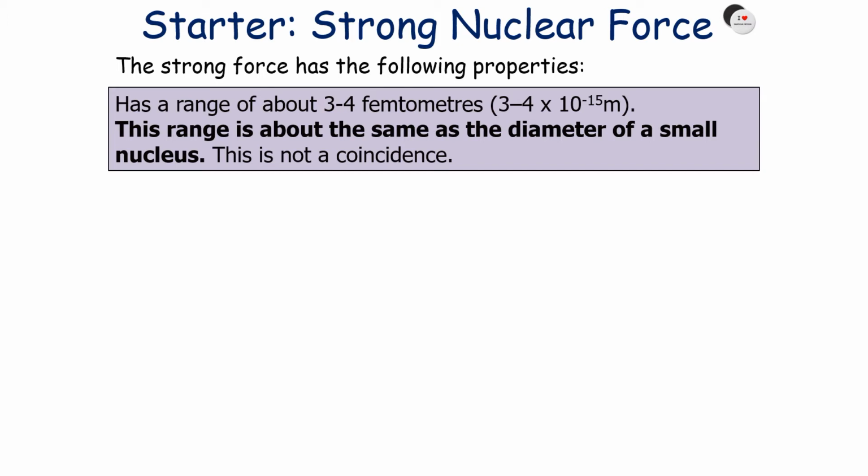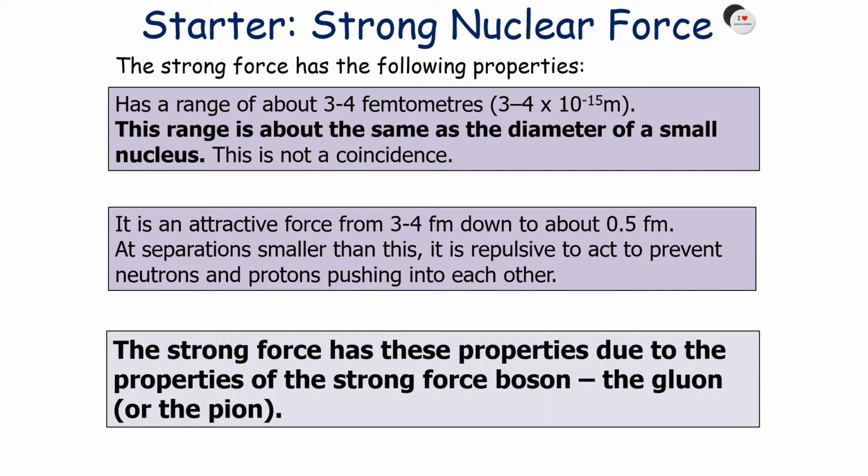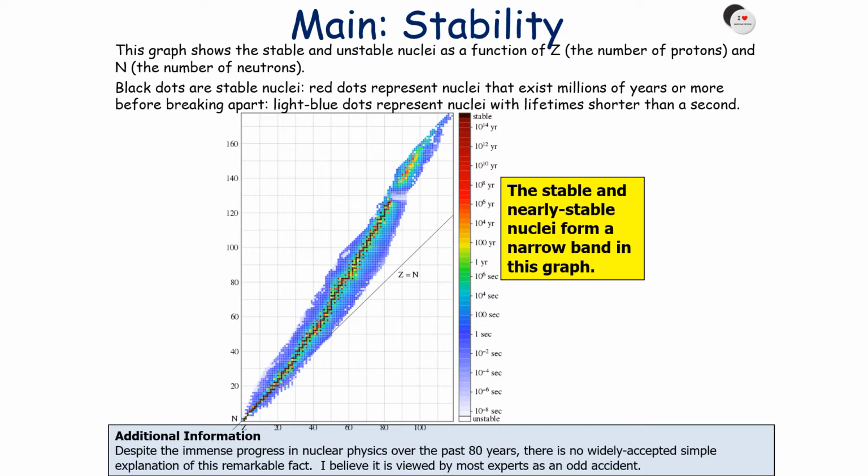It's got about a range of 3 to 4 femtometers. Now femtometer means 10 to the minus 15 meters. Now this range is about the same as the diameter of a small nucleus. Now it's an attractive force from about 3 to 4 femtometers down to about 0.5 femtometers. At separations smaller than this, it's a repulsive force, so it prevents neutrons and protons from pushing into each other any further. Now finally, the strong force has these properties due to the properties of the strong force boson, its exchange particle, the gluon.